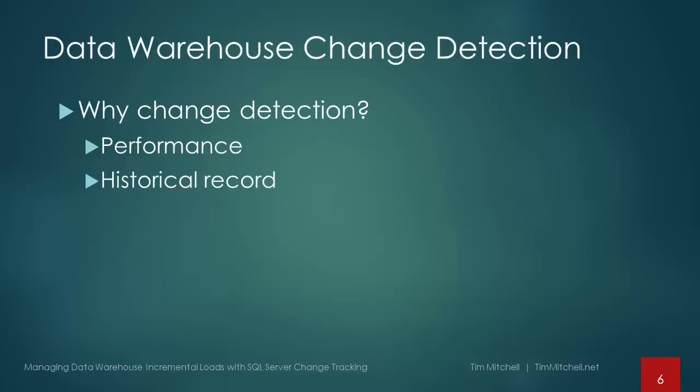So those two aspects are really the biggest factors in why we need to do change detection in the first place. Touching fewer records so our load performs well, and then just from a fidelity standpoint, looking at the historical record and maintaining that history over time.